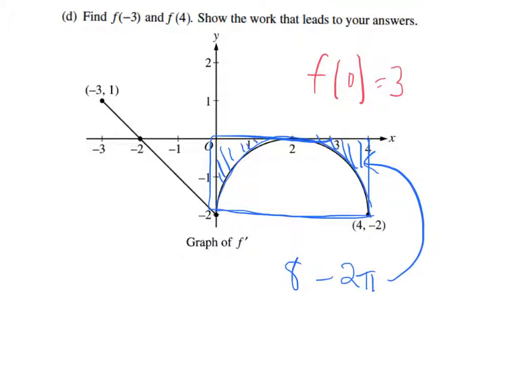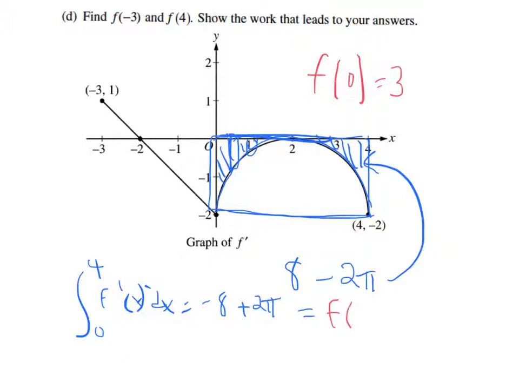However, since it's below the axis, if I were to integrate with a positive dx and find this area, dx would be positive, y is negative, so that integral from 0 to 4 of f prime of x dx would equal -8 plus 2 pi. And that's going to equal, as well, by the fundamental theorem of calculus, f of 4 minus f of 0.